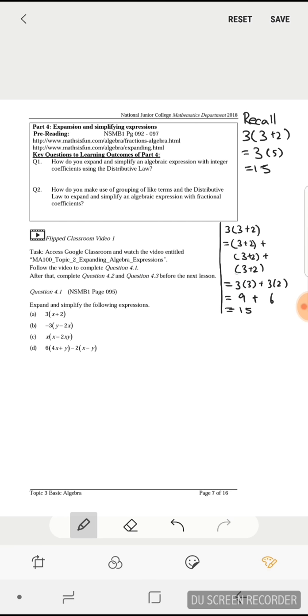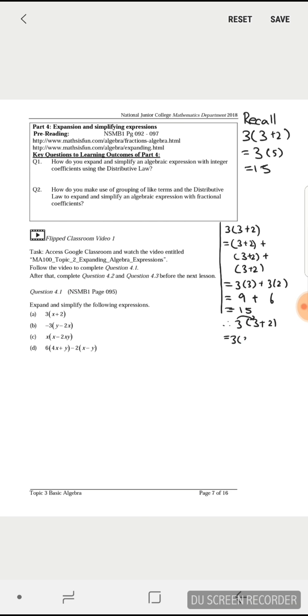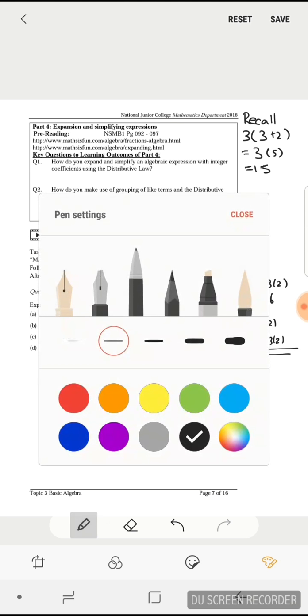Therefore, it is very clear that we can rewrite 3 times 3 plus 2 to be equal to 3 multiplied by 3 and 3 multiplied by 2. With this in mind, we're going to be able to extend this to algebra. Okay? Now we're going to start with the first question.